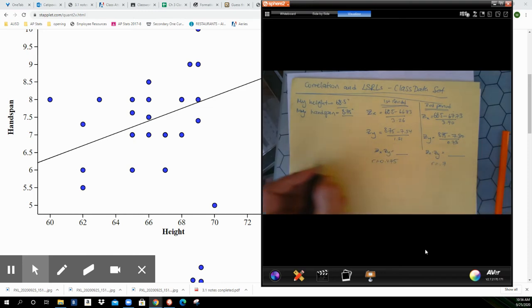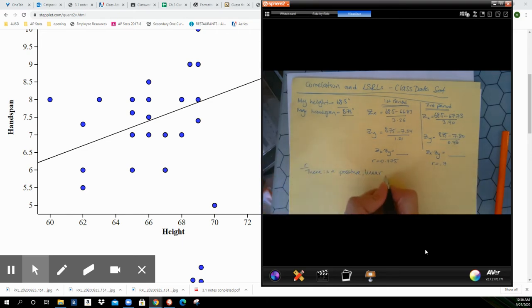Just a heads up, the correlation coefficient interpretation is going to be, there is a positive linear, which you get from looking at the graph. We have the graph for first period up here. And then depending on the period, moderate for first period, or strong, like actually in the strong category for third period.